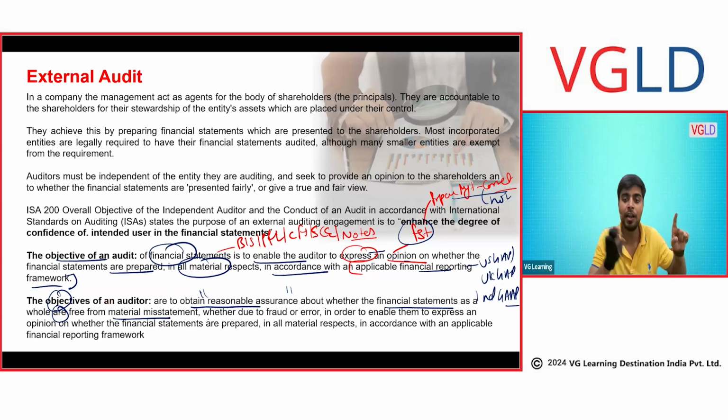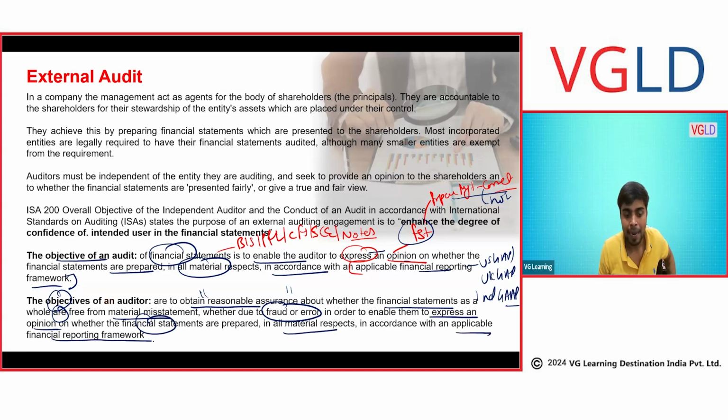Material misstatement, not misstatement. We are not saying financial statements are free from misstatement. We are saying financial statements are free from material misstatement. Misstatement includes fraud or error. So that the auditor can express an opinion on whether they are prepared in all material respects in accordance with the applicable financial reporting framework. That management has prepared financial statements as per the reporting requirement of the country. I hope this is clear. This definition is now making more sense.